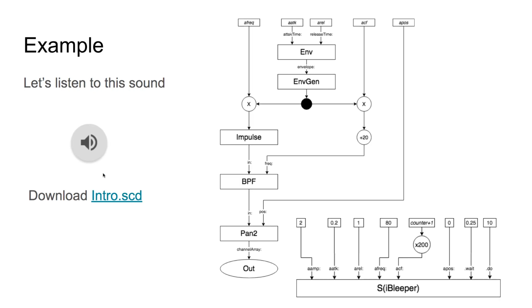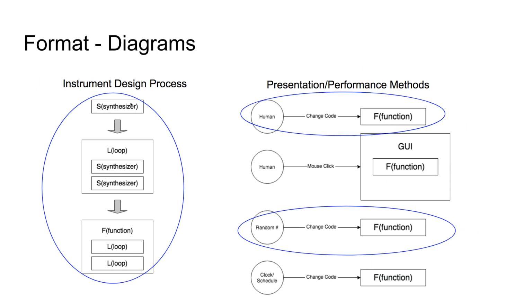Okay, so to recap, for our series, I'm going to go through these 3 steps. First, make an S, a synthesizer, then put that S into the L, a loop, to sequence them to make a series of events, and then control those synthesizers and the loop using a function.